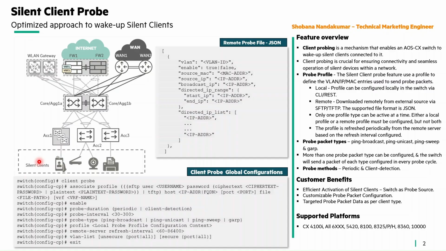So let's see first what are silent clients. Silent clients refer to non-chatty devices that rarely send network traffic. Examples include printers, badge readers, various IoT devices, and industrial controls. These devices often enter low power states and cease communication, making it challenging for network systems to authenticate or detect them.